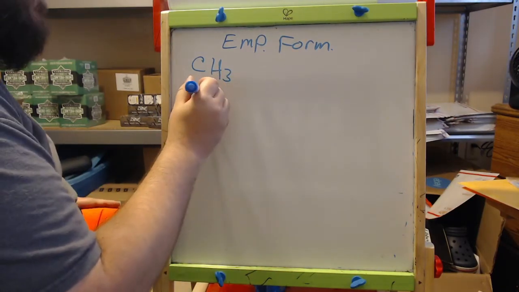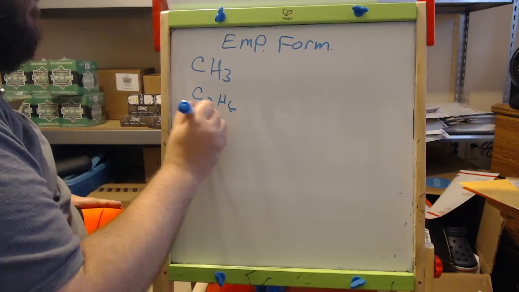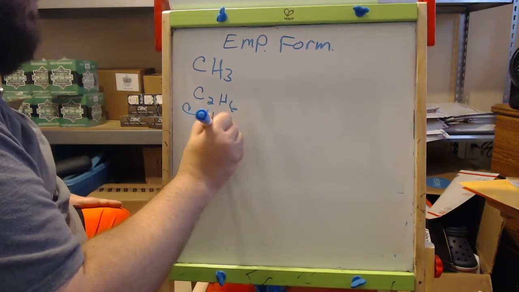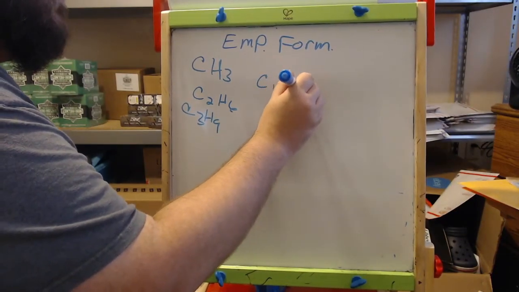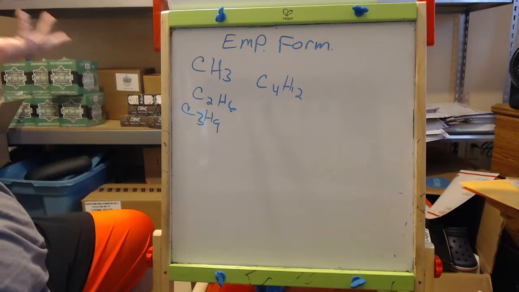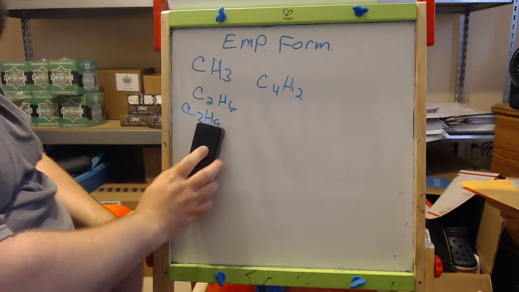Well, the molecular formula's possibilities are what? C2H6, C3H9, any ratio of this CH3, C4H12. Now, do these molecules exist? Not necessarily, but you see my point. It really doesn't narrow it down.